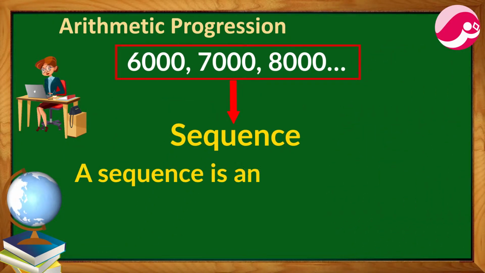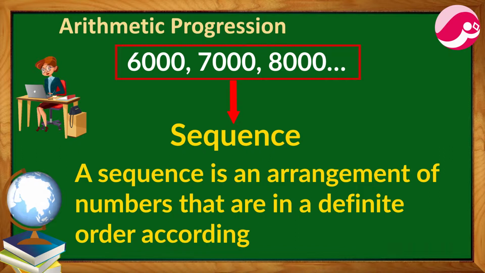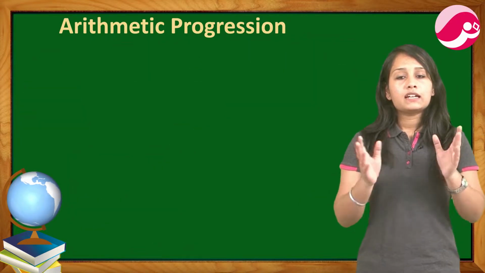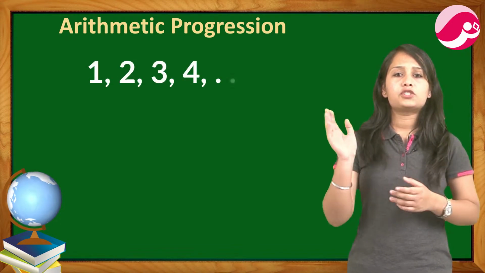A sequence is an arrangement of numbers that are in a definite order according to some rule. In this example, we observe a pattern. We find that the succeeding terms are obtained by adding a fixed number, which is 1,000 in Geeta's case, to the preceding term. For example, consider a list of numbers 1, 2, 3, 4 and so on.